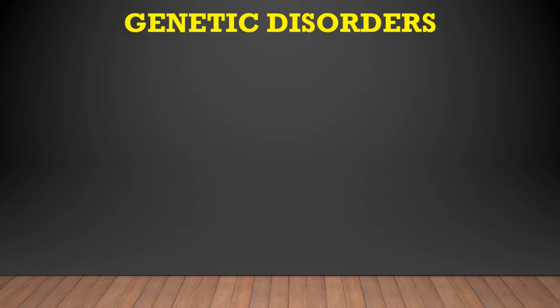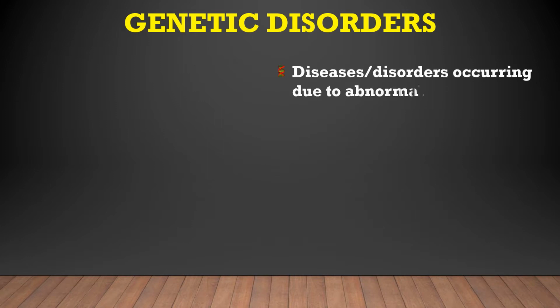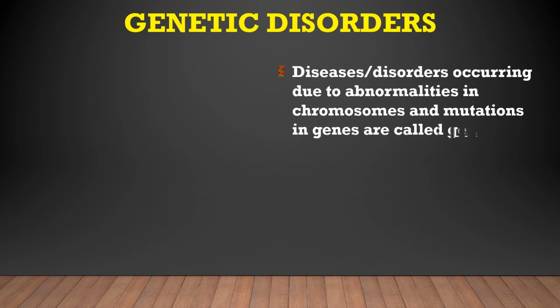Genetic disorders. What are these disorders or diseases? They occur due to abnormalities in the chromosomes and mutation in genes. So, when there is a problem with the chromosomes, something abnormal happening there, and genes get mutated, suddenly it changes, and this is carried on from the parent to the progeny, that is called a genetic disorder.